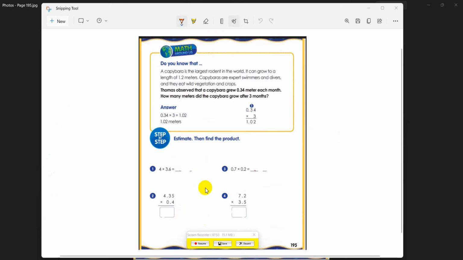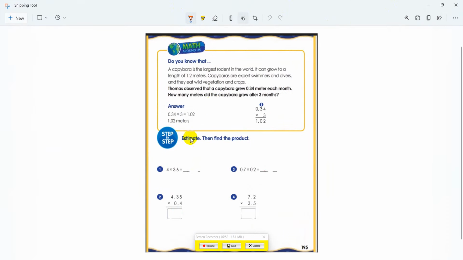Now we turn to page 195 and complete solving some exercises on this same lesson. Estimate, then find the product. The first exercise, number 1: 4 multiplied by 3.6. As we learned before, we will multiply 4 multiplied by 36 without the decimal point. But here 4 has no decimal point.